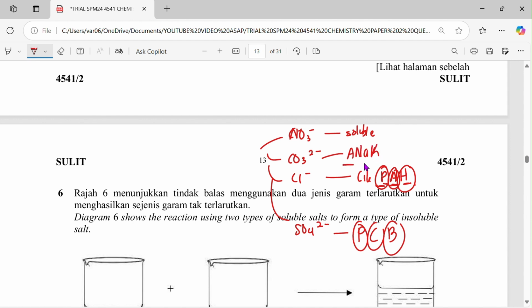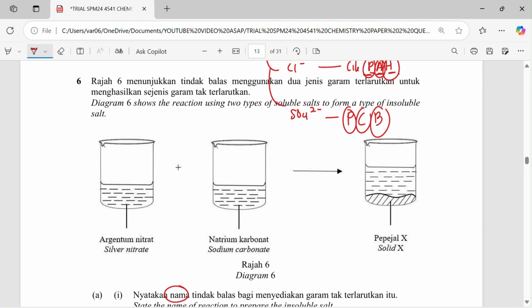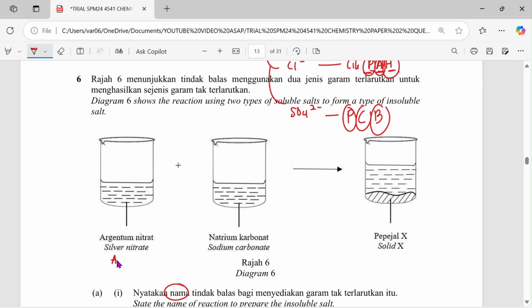Ammonium, nitrium, which is sodium, as well as kalium. Right? Simple as that. Okay. So when argentum nitrat bertindak balas with natrium carbonate, okay, argentum is positively charged, nitrat negative, positive negative.